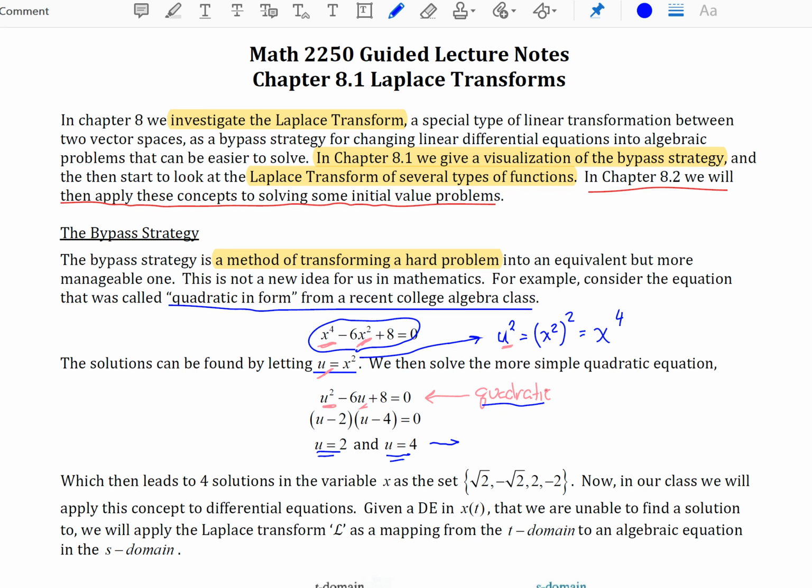And so we can proceed by saying if u is equal to x squared, then x squared has to equal 2, and x squared has to equal 4, and this will then lead to four solutions in the variable x as root 2, negative root 2, 2, and negative 2. So this bypass strategy is something we've seen before. Now, in our class, we will apply this concept to differential equations.